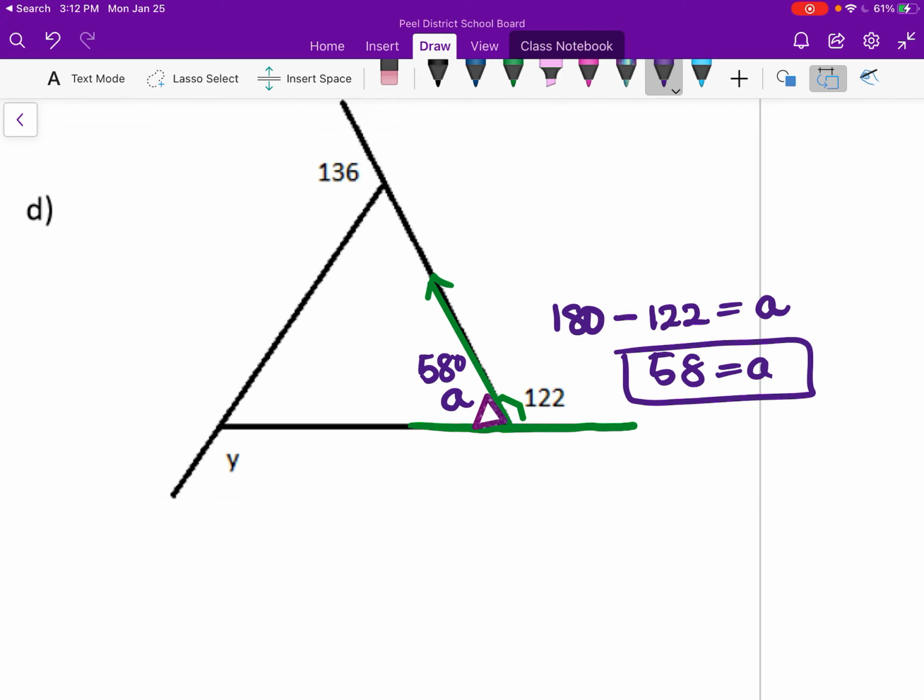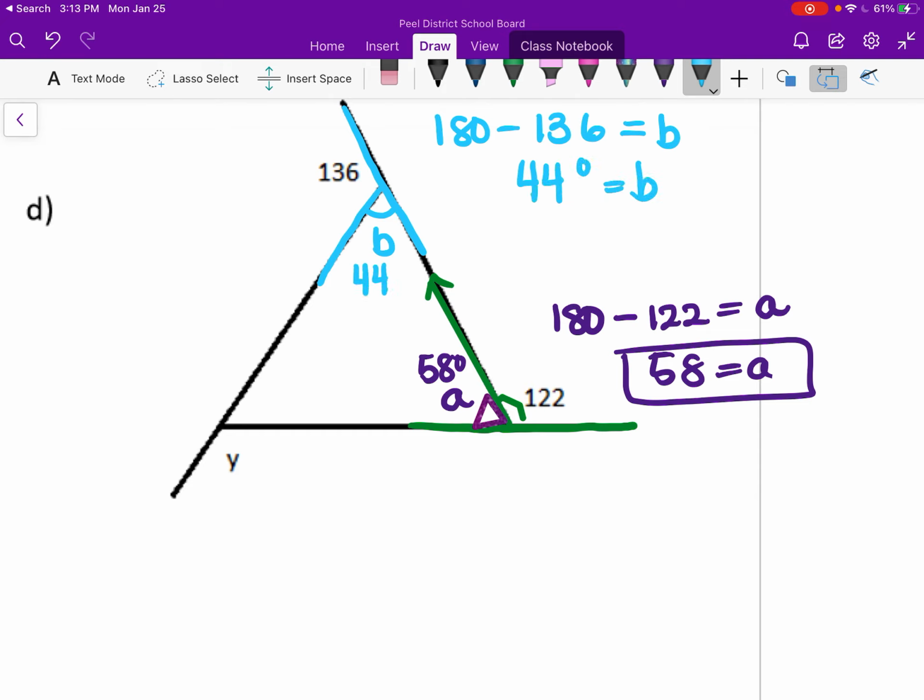Now, if I want to find my angle over here, maybe we'll do that in blue. Also a straight line. I want to find this interior angle, and I have this exterior angle. So I know it's going to be 180 minus 136, because it's a straight line, equal to, let's call this B. 180 minus 136 gives me 44 degrees equals B. Okay, so this is 44 up here.